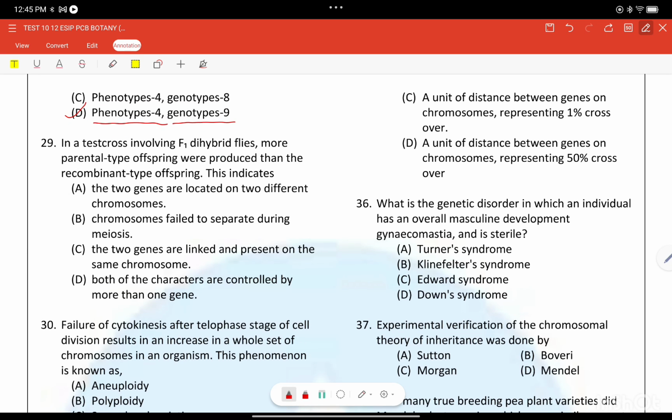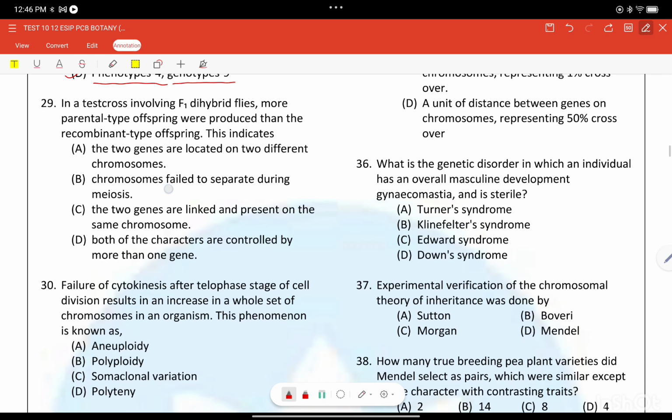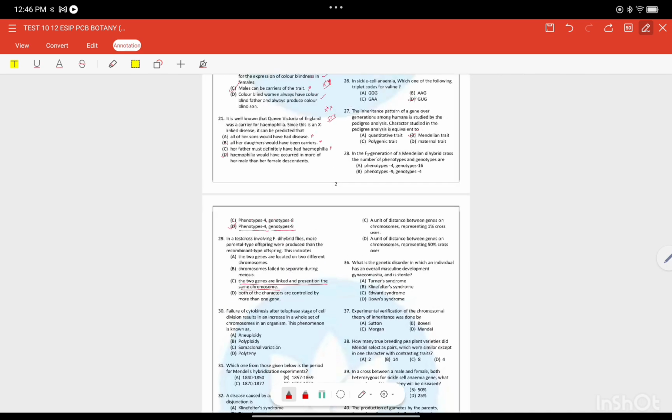In a test cross involving F1 hybrid flies, more parental type offspring were produced than the recombinant type. This indicates the two genes are linked and present on the same chromosome. So there will be more parental type and less recombinant type.